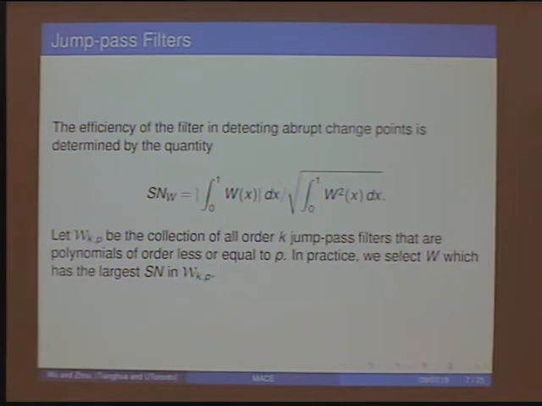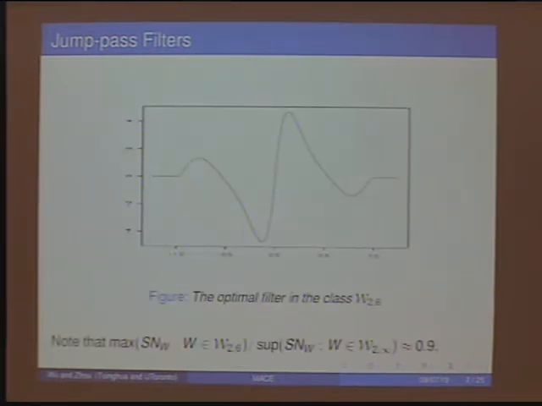It turns out that the change point detection sensitivity is very closely related to a quantity which we call the signal to noise ratio of W. We want to maximize this S(W). It's complicated, but you can do that, and you can get an optimal filter like this. This is the optimal filter in W_{2,6}, which means that the wavelet order is 2, and we are searching for the optimal filter among polynomials of degree 6 or less.